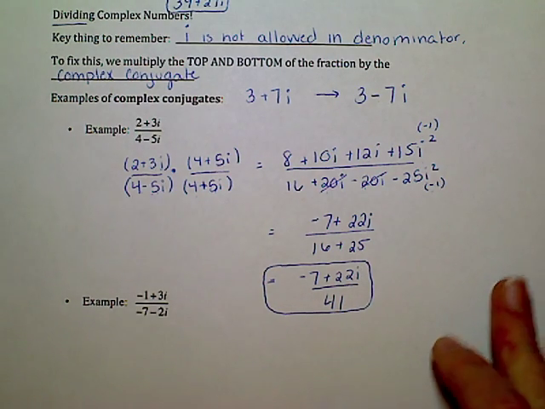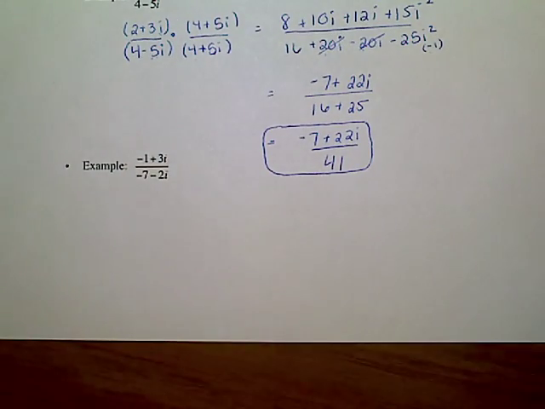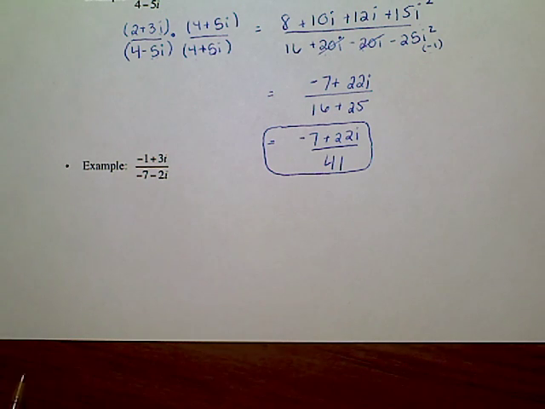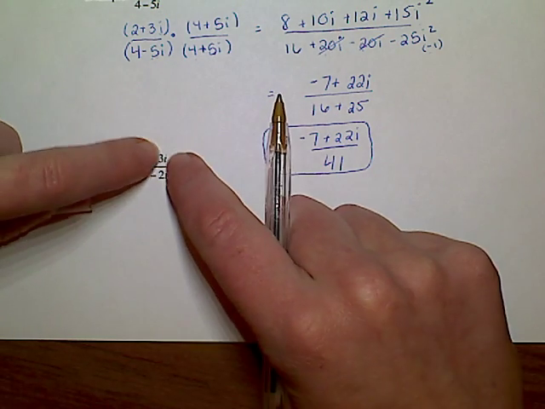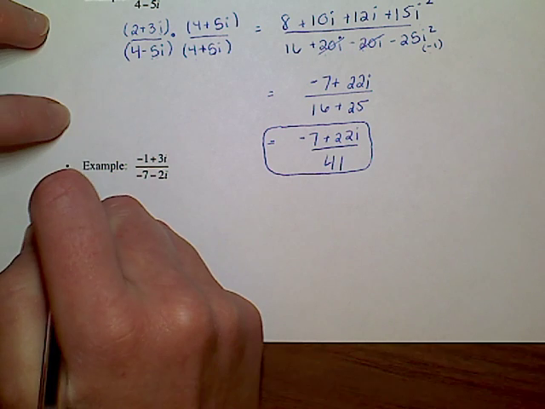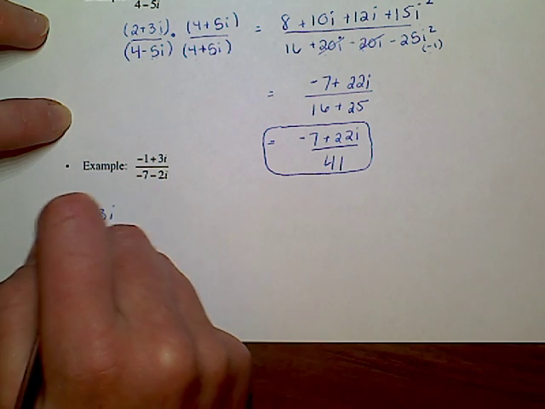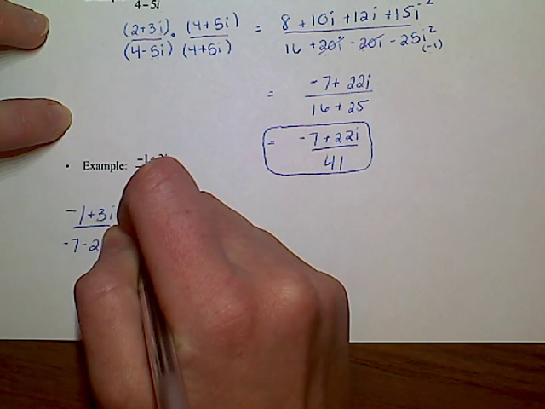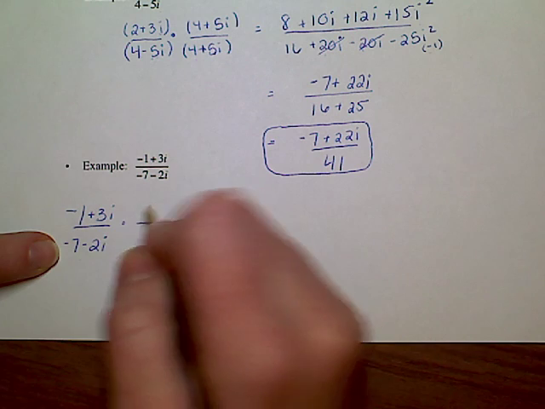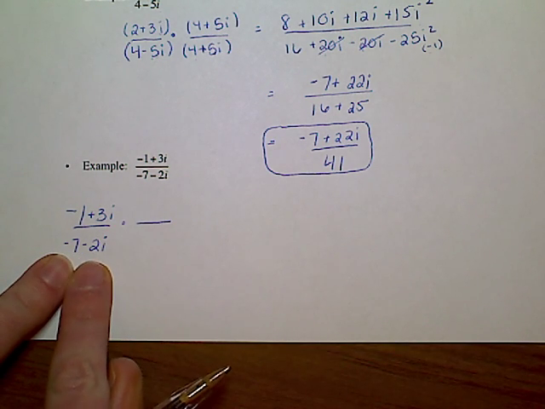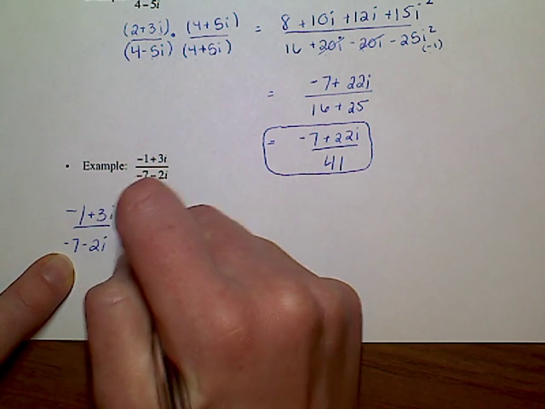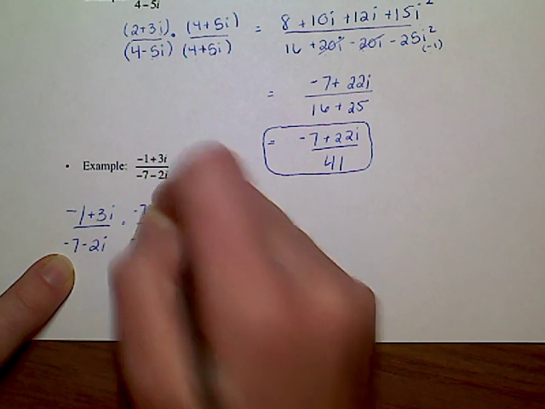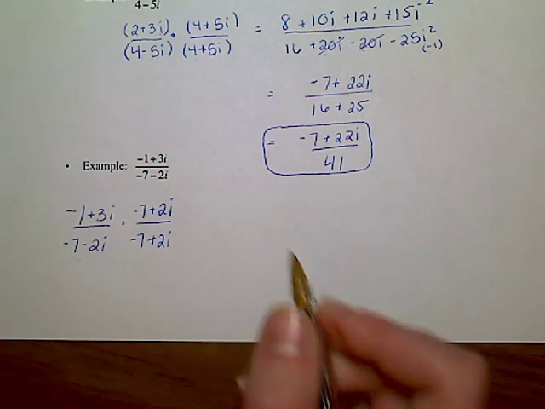So let's do one more here. Notice this division problem. There's an i in the bottom. That is not okay. We cannot keep it there. The i on the top is fine. To fix that, what we do is we take the complex conjugate of the denominator, not the numerator, the denominator. The complex conjugate of the denominator will be negative 7 plus 2i, and we multiply that on the top and the bottom. Alright, so both.